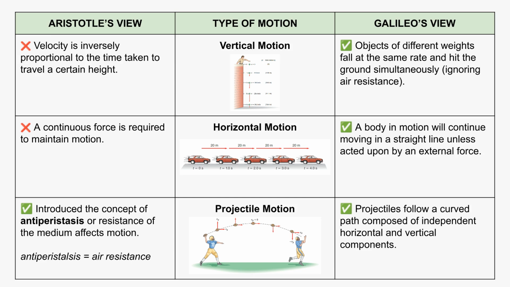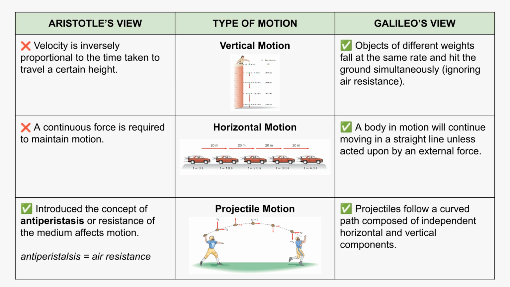This summary table brings together all the key contrasts between Aristotelian and Galilean physics. Under vertical motion, we see that Aristotle was incorrect in saying weight determines falling speed, while Galileo was correct in showing that all masses fall equally. For horizontal motion, Aristotle wrongly believed that motion requires a constant force. Galileo correctly asserted that an object will keep moving in a straight line unless an external force acts on it.